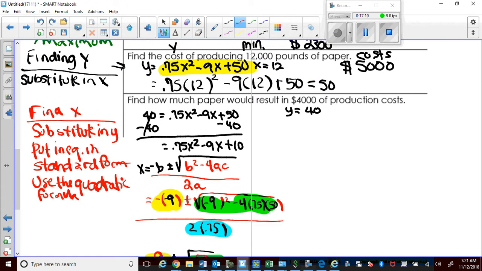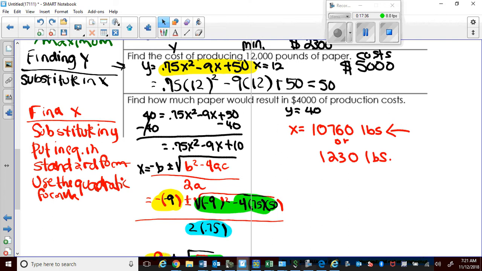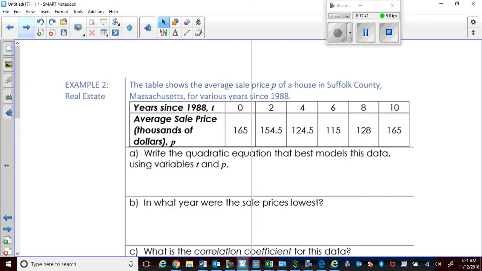So, how much paper will result in $4,000 in production costs? Well, X could be 10,760 pounds, or 1,230 pounds. So, best scenario here is you get more bang for your buck and you're getting 10,760 pounds. Okay? Moving on to the next one, we're going to do the same thing.